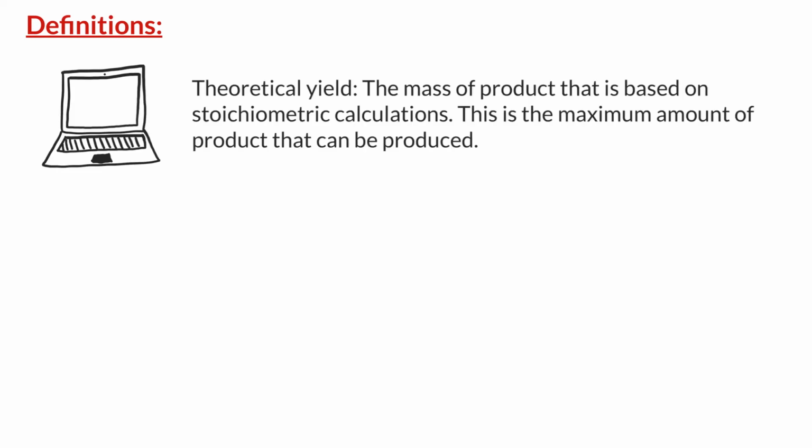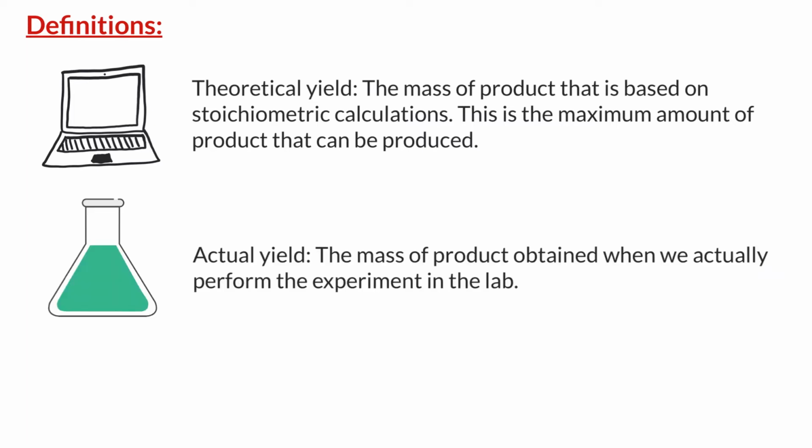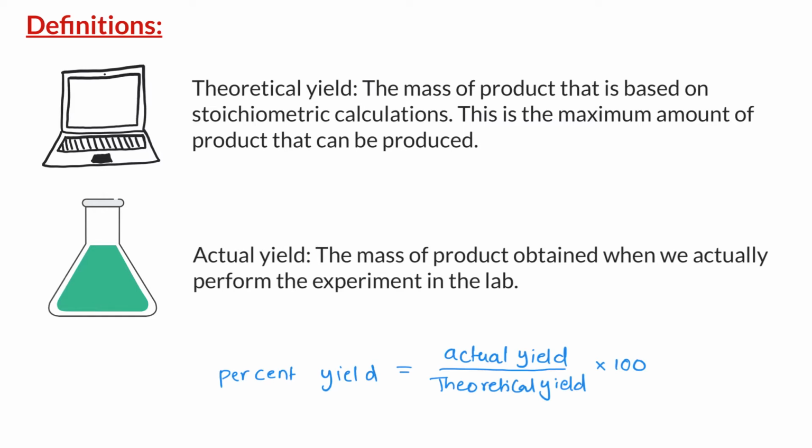Let us define the three types of yields again. The theoretical yield is the mass of product that is based on stoichiometric calculations. This is the maximum amount of product that can be produced from a reaction. The actual yield is the mass of product obtained when we actually perform the experiment in the lab. And the actual yield is always less than the theoretical yield. The percent yield is the ratio of actual yield to the theoretical yield times 100.